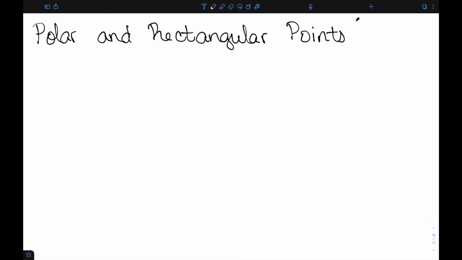Now that we know what polar coordinates are, let's look at converting between polar coordinates and rectangular coordinates, our standard coordinate system. In order to do this, we have to think about the relationship between them. x squared plus y squared is equal to our value of r squared.